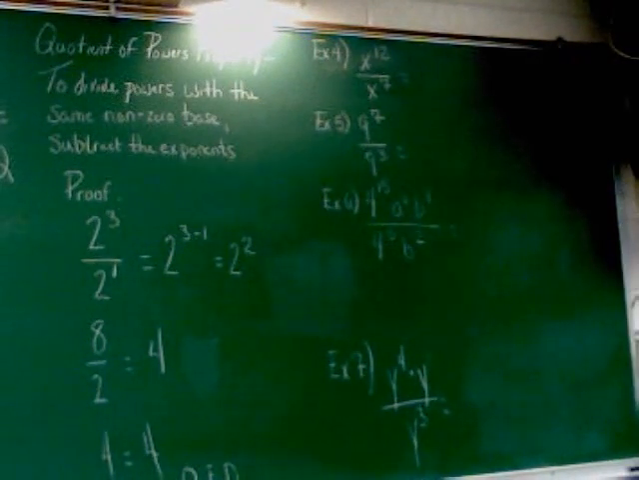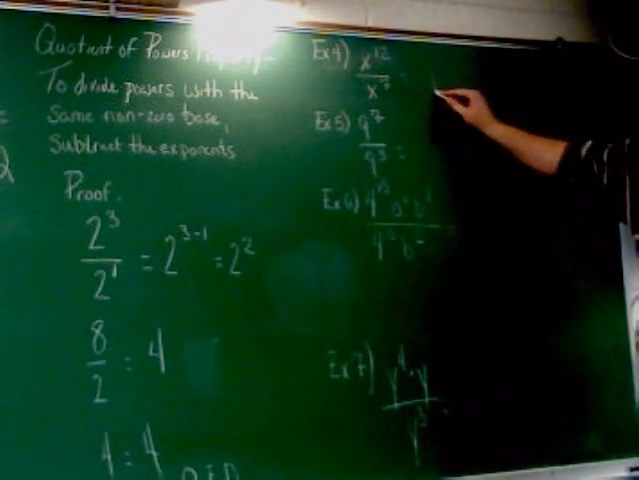x to the 12th divided by x to the 7th. Again, you're subtracting the exponents. So just do 12 minus 7, which is 5. x to the 5th. There you go.